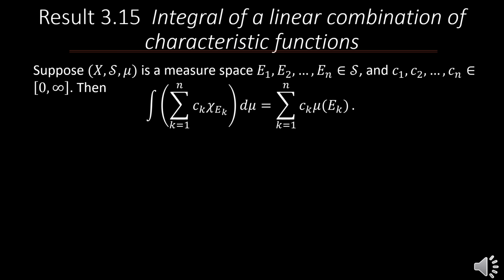In this case, Axler states that the integral of the summation of these characteristic functions scaled by ck is, in fact, still the summation of the measure of the set in question multiplied by the output value for the simple function. The intuition here doesn't change much from what we've discussed in the past, so I think we're finally ready to move on to the money analogy.